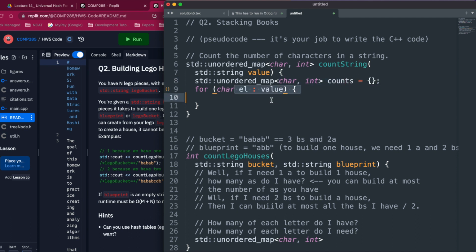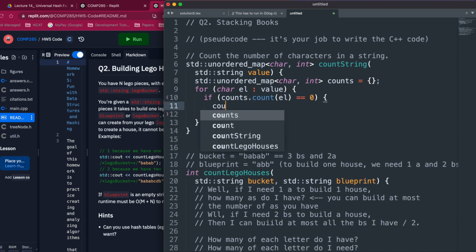So we create our map. It starts as empty. For each element, we check to see if it's already in the map. So if counts.count of the element is 0, that means it is not in the map. So we can say, well, okay, counts of element is equal to 1 because we've seen you one time.